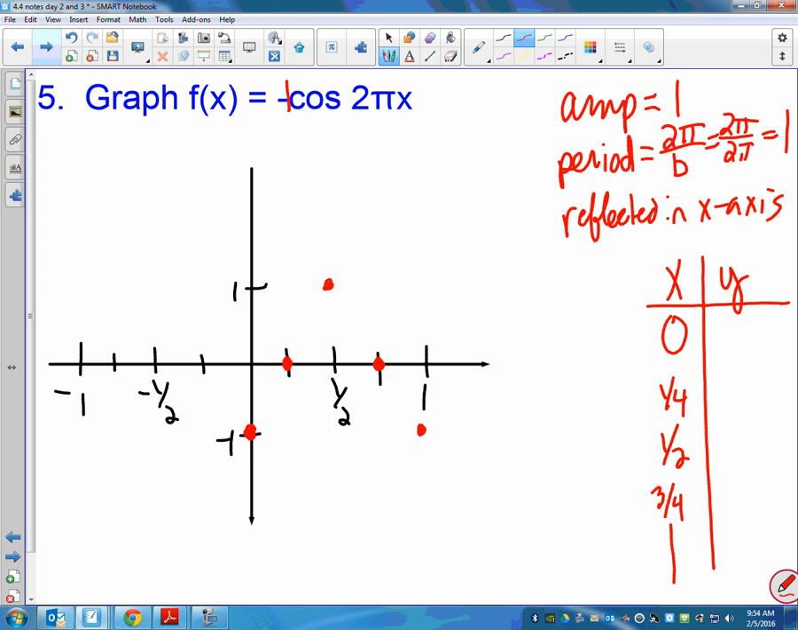Every time you can plug these in. If I plugged in 0 up here, I would get negative cosine of 0. It's 2 pi times 0 is 0. Cosine is 1 times negative, which gives me my -1 value. And it'll work every time.